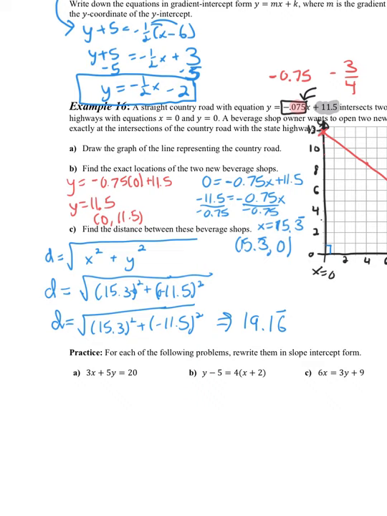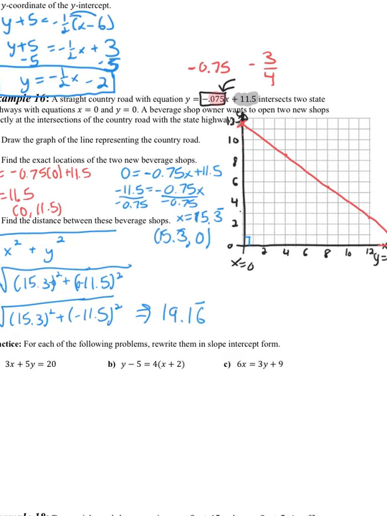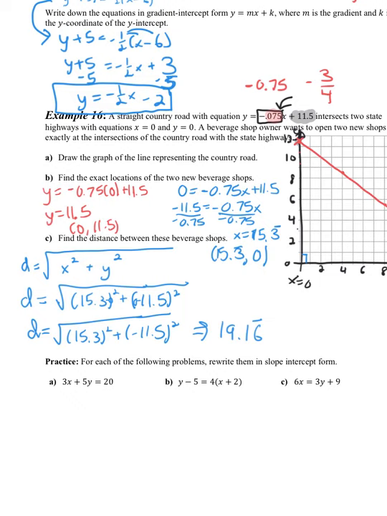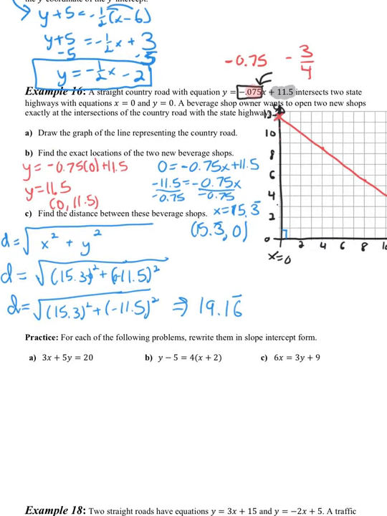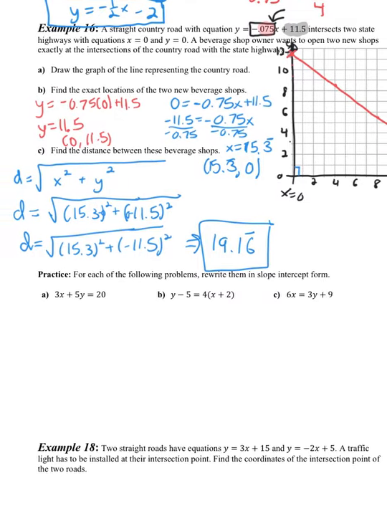All right. So we can say, let's see, does it give us any units here? No, it doesn't. So we'll just say 19.16 is the distance between the two. All right. That's the idea for example 16 here.